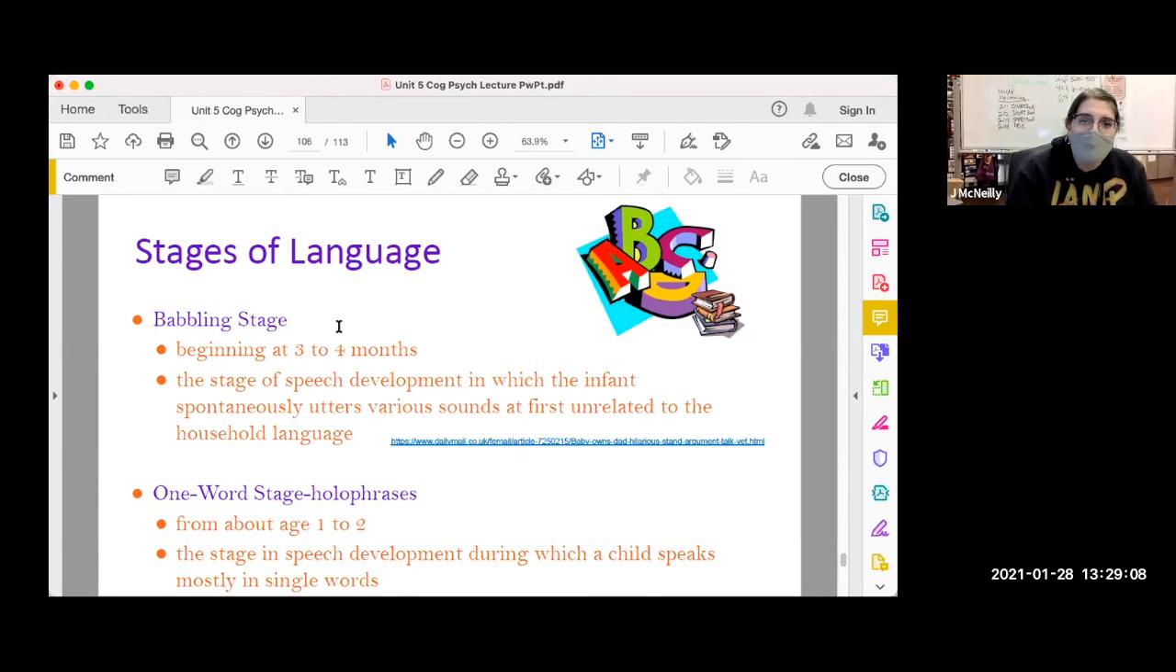Then you move into the one word stage, which is holophrastic. It's exactly what it sounds like. These are very straightforward. Babbling stage makes no sense, they're just imitating. One word stage, they can speak in single words. Okay, so words like go or dog or no. That was one of the first words I ever learned.